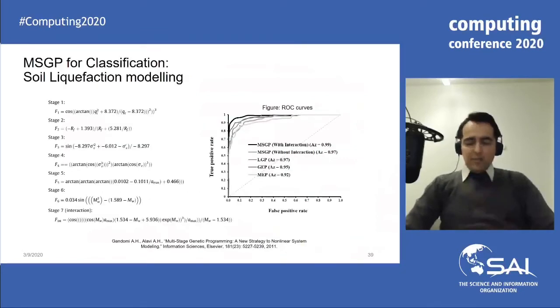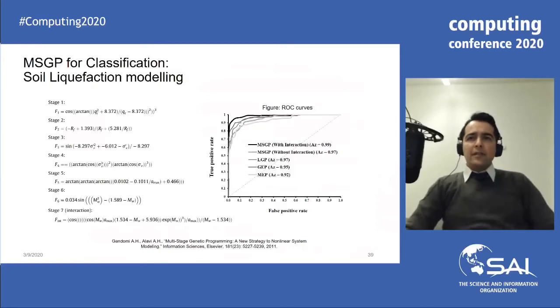And this is one of the case studies we presented in the original paper. We tried to model one of the difficult problems in engineering called soil liquefaction modeling, which means when soil liquefies. Some people already work on this problem, and we also applied several well-known genetic programming methods for modeling it: MEP, GEP, and LGP, which are, I can say, the three most popular genetic programming methods in engineering. You can see the accuracy of each of these models. And now with multi-state genetic programming, we got 97% accuracy, even without considering interaction between variables. And with considering interaction between variables, we found a very, very high accuracy for these problems.